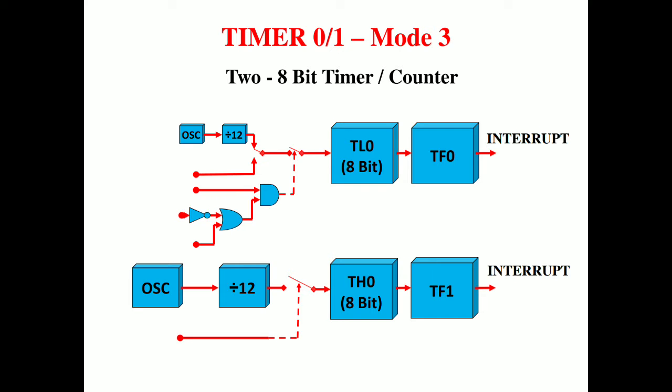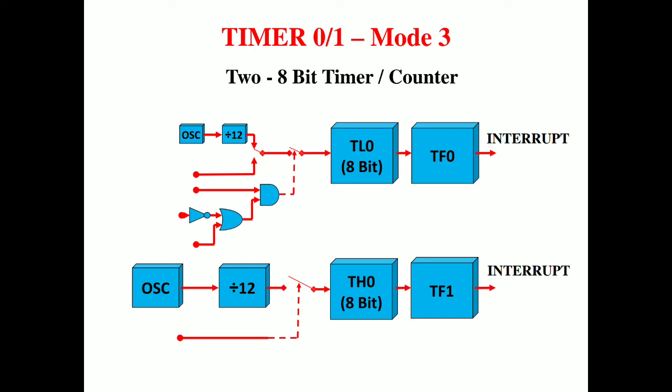For this purpose, in the TCON register, for the two timers, two control bits are there, that is TR0 and TF0 for timer 0. TR means timer run bit, that is turn on the timer and stop the timer. If TR is equal to 1, then the timer will start. If TR is equal to 0, then the timer is stopped. So this TR0 bit is utilized by TL0 in case of mode 3 for the run or stop condition.